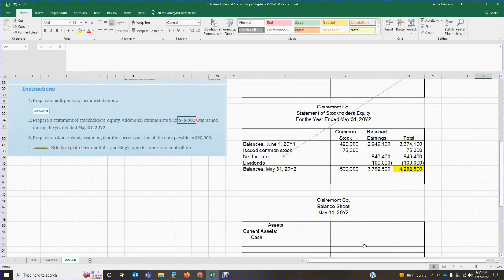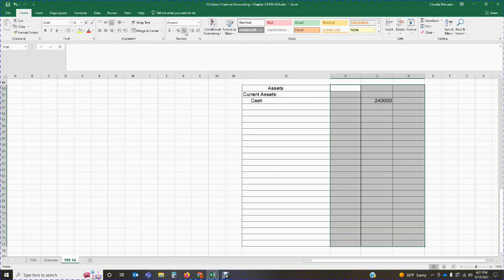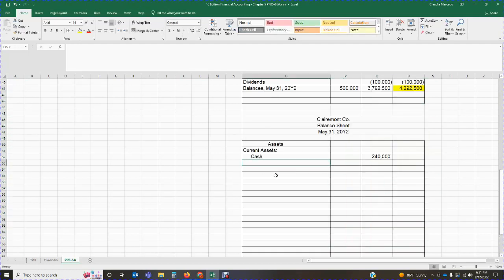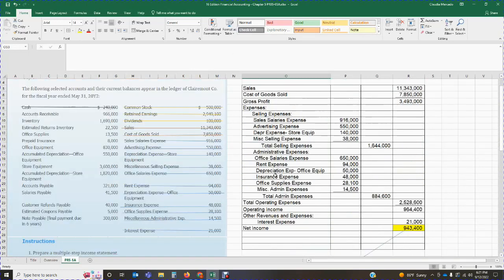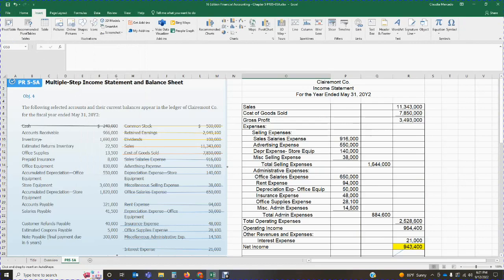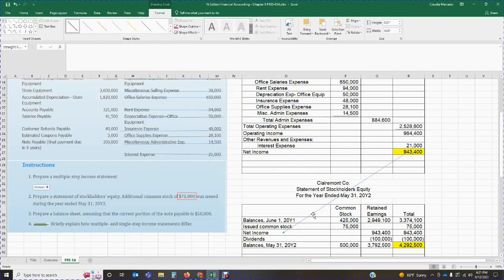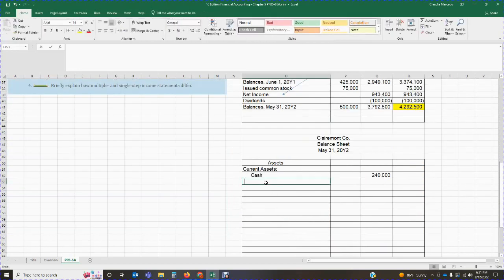$240,000 of cash. And let me sort all this. Let me format it. Okay. So we've got cash of 240. Then we have our accounts receivable. Remember, accounts receivable, we should be collecting within 30 days. Okay. $966,000. So we have accounts receivable of $966,000.